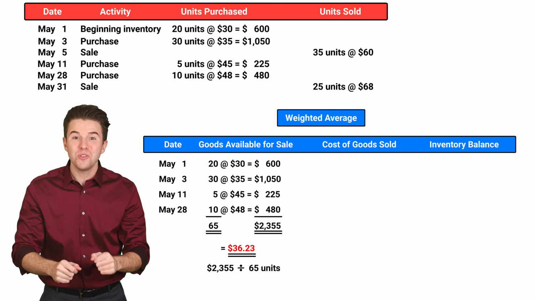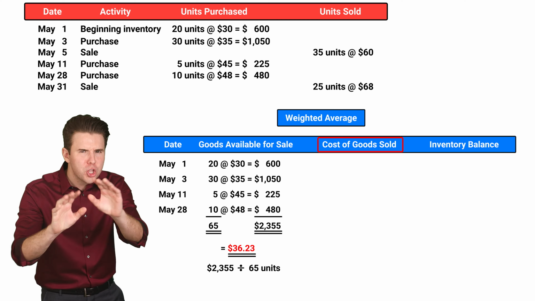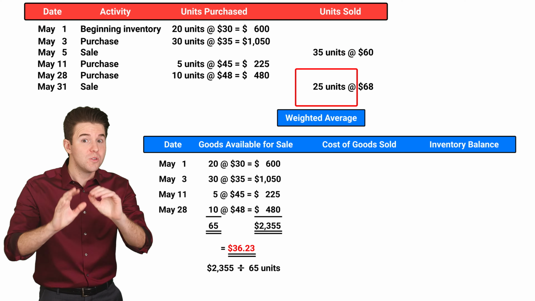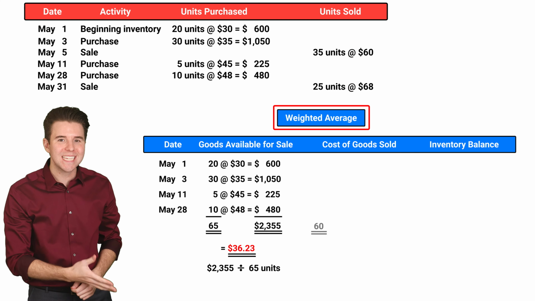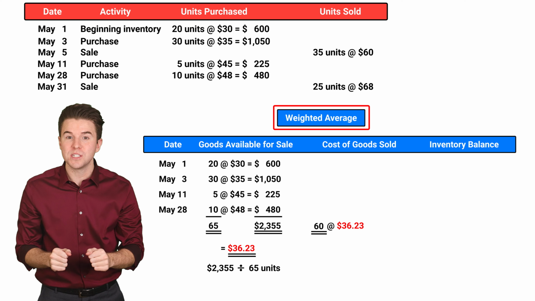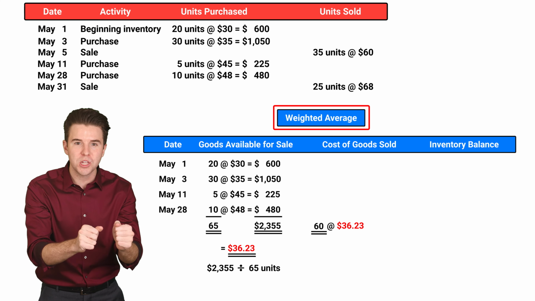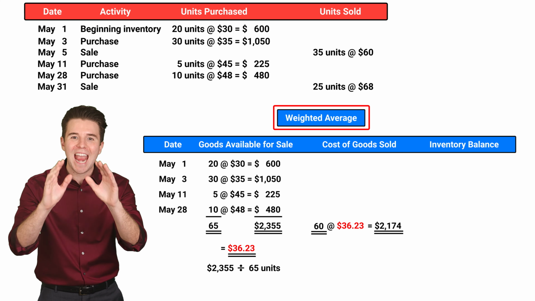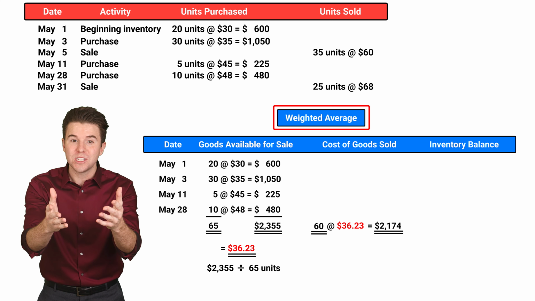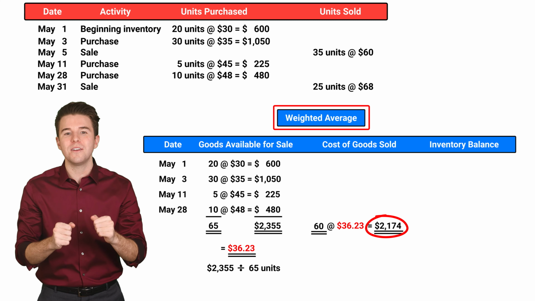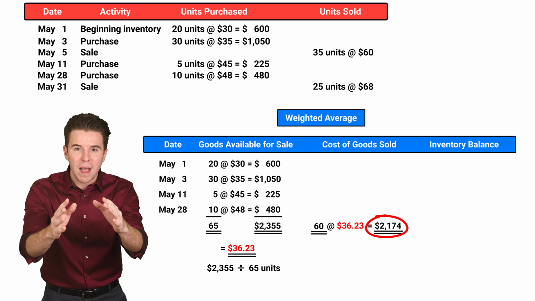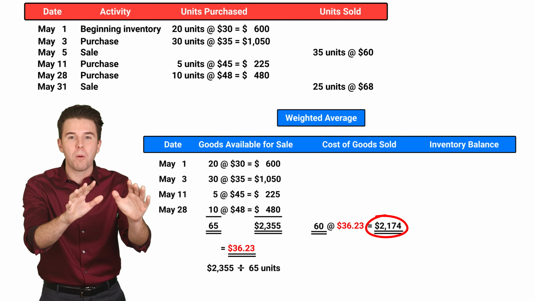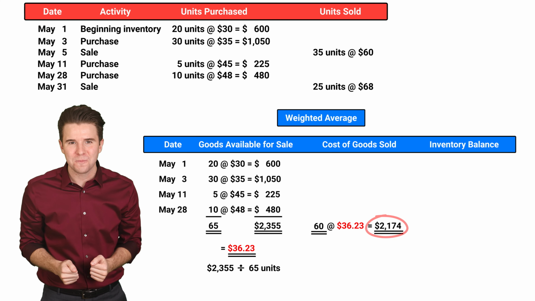Next, we want to compute cost of goods sold. Looking at our sales data, we see that 60 units have been sold. Using weighted average, we multiply 60 units by $36.23 average cost per unit to get $2,173.80, which can be rounded to $2,174. This amount is the cost of goods sold during this month and will be reported on the income statement.